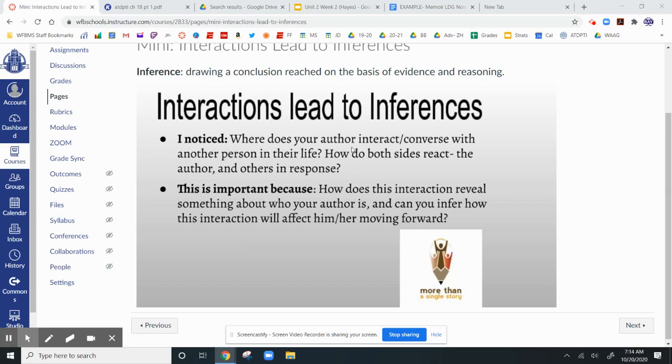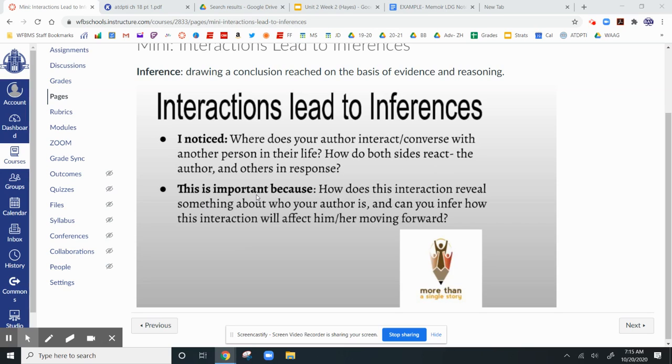Well, you just have to answer these two questions. Where does your author interact or converse with another person in their life? Just mention the scene. And then how do both sides react, both the author and the others in response? So what is the direct cause and effect of that important conversation?